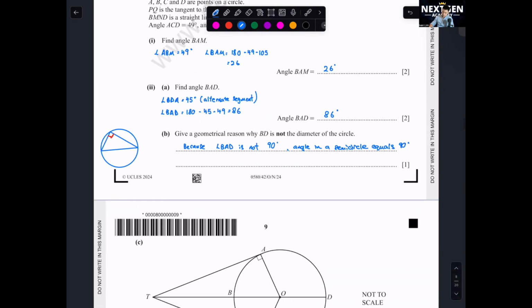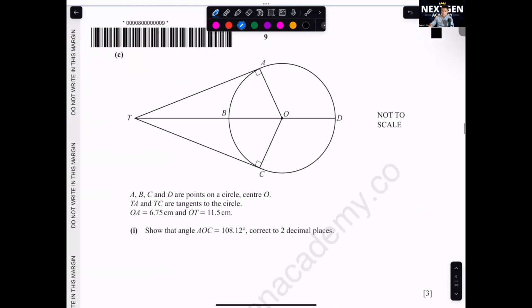All right, okay, let's go to question C. A, B, C, and D are points on the circle. Center O, TA, and TC are tangents to the circle. OA is 6.75. OT is equals to 11.5. Okay, this entire thing. Show that angle AOC is equals to 108.12 degrees, correct to 2 decimal places.